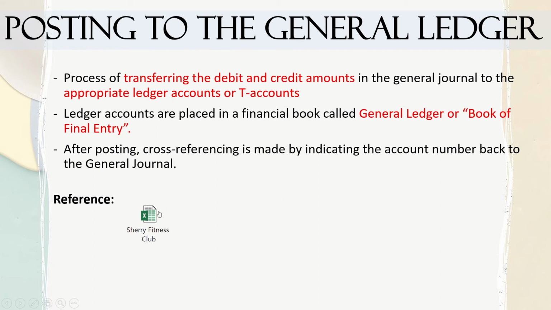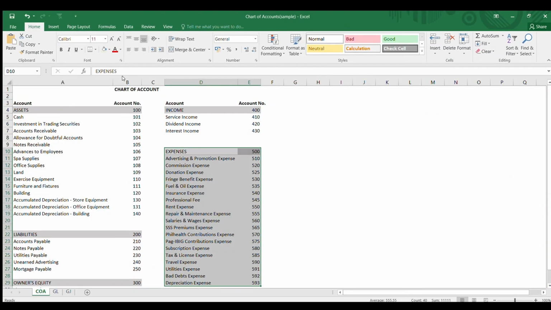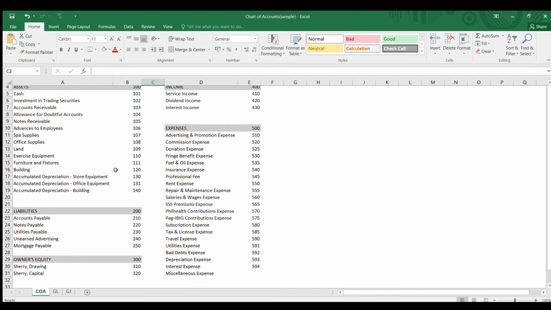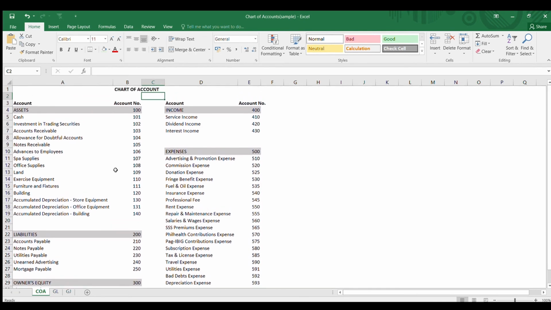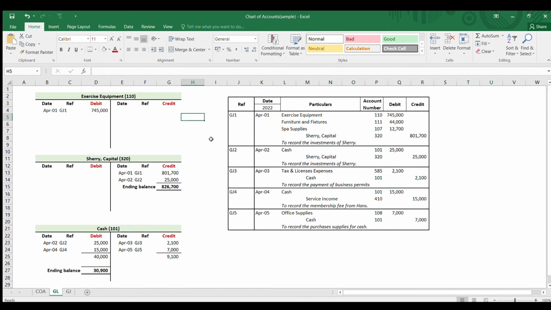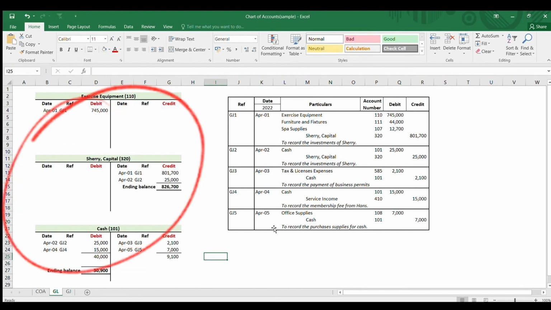So let's now proceed with our example in here. You can see here again the chart of accounts, where you can see all the assets, liabilities, owner's equity, income, and expense accounts. Here is just a sample of the T accounts or the general ledger accounts, for exercise equipment, Sherry capital, and then cash. What's done here is to post all your journal entries from your general journal into the appropriate general ledger accounts. This side here are the general ledger accounts.